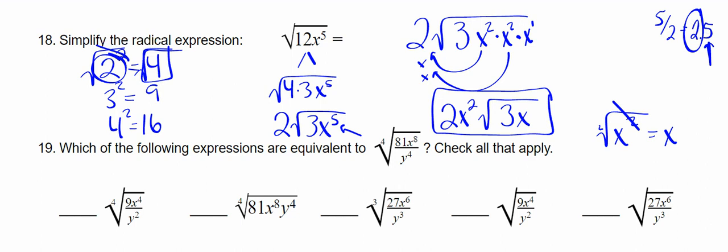Just look at the index, and it tells you how many you can take out at a time. Then you separate whatever that power is, to see how many you could take out. All right, that'll do it for that one.